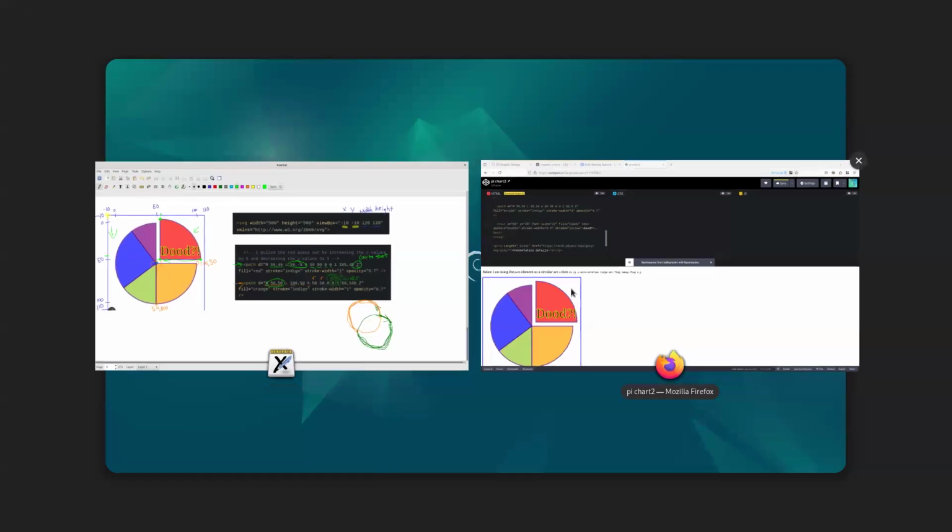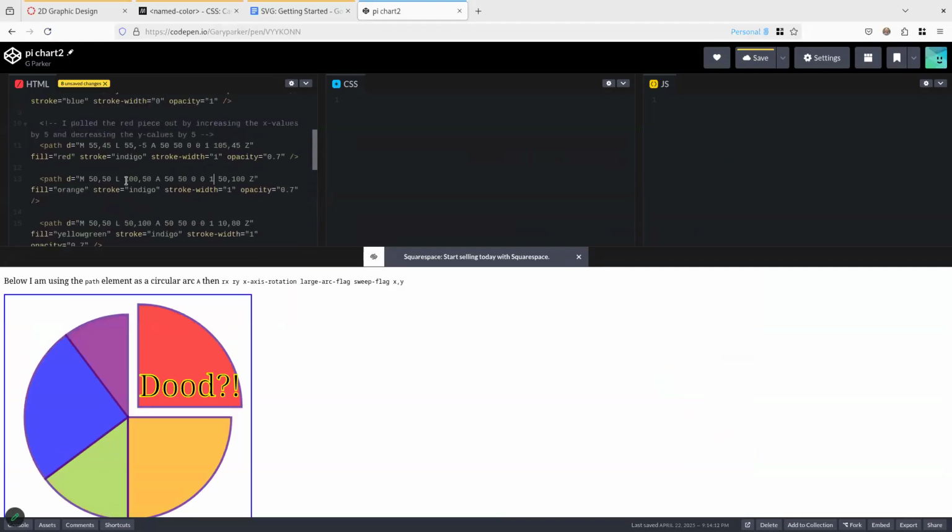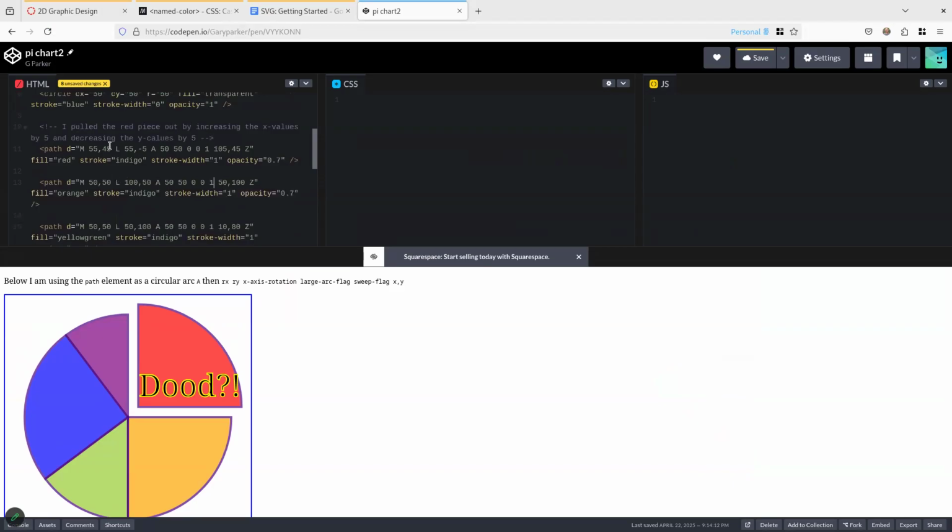Let's put the pi wedge back in. All right, so that scroll is the red one here. So I want to first shrink each x value by 5. So I'm going to make that a 50. And then over here is another x value.